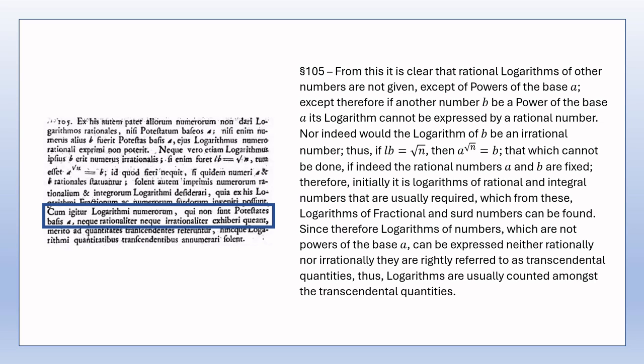transcendental number. This also seems to suggest that by power of the base he's considering only rational or irrational powers, irrational in Euler's sense that is, and that transcendental numbers are not considered as capable of being powers of the base.